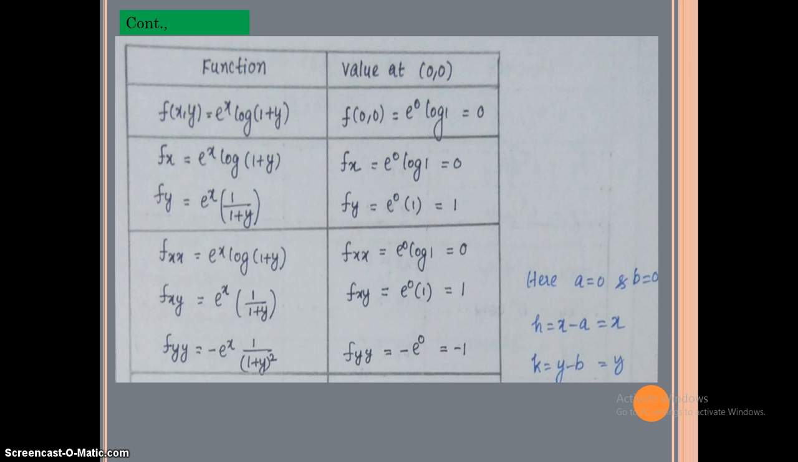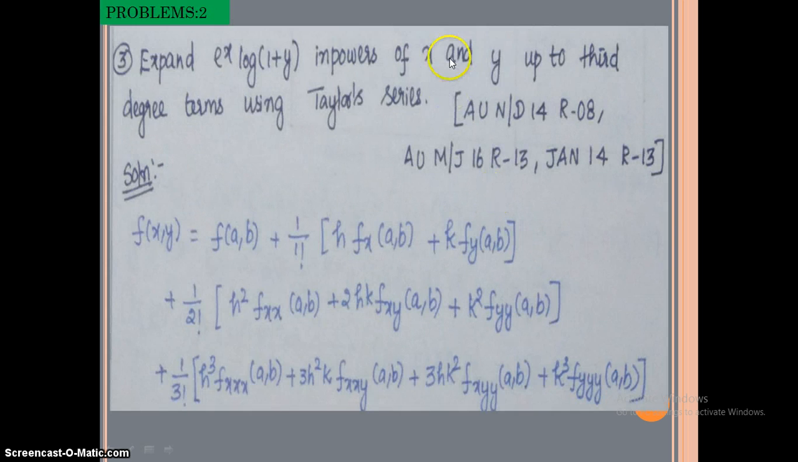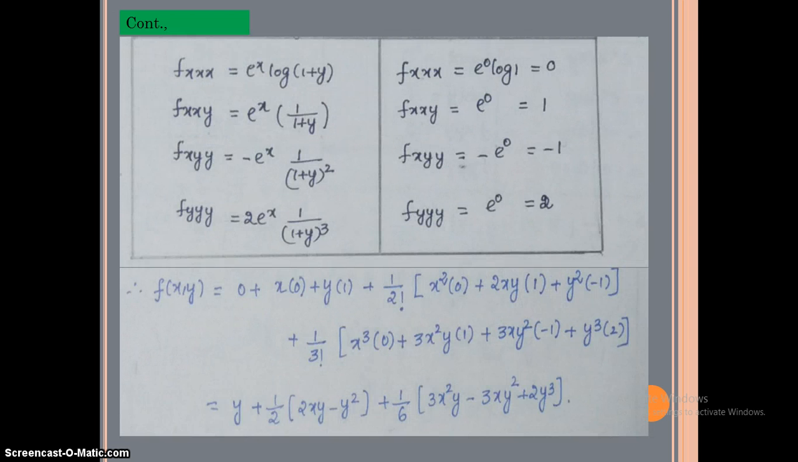So the important thing is, if the value is not given in the power series of x and y, we can take 0 comma 0. That is the procedure. Okay. So next we go to the next problem.